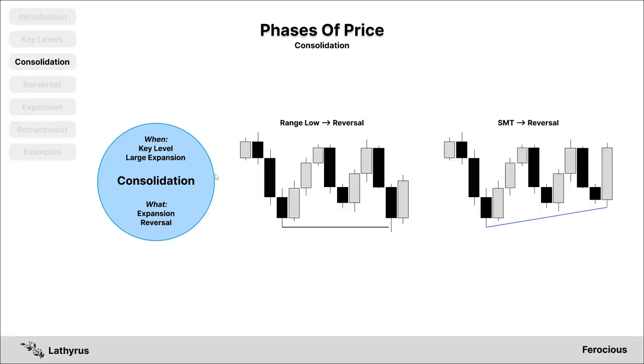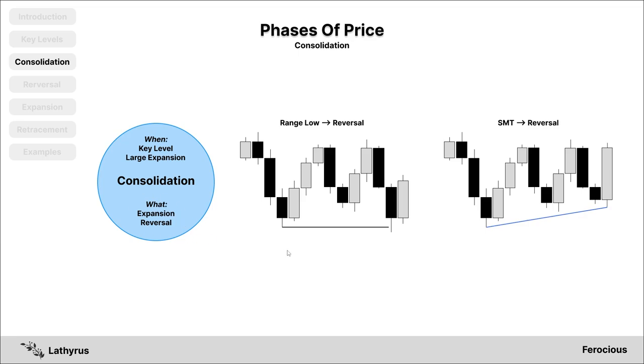The first phase of price I'm talking about is consolidation. When can we expect a consolidation phase of price? This is after we hit a relevant key level or we had a large expansion. And this is logical since the market cannot expand forever, right? What can we expect after a consolidation? We can expect a new expansion phase or a reversal phase. So how can we engage with consolidations?